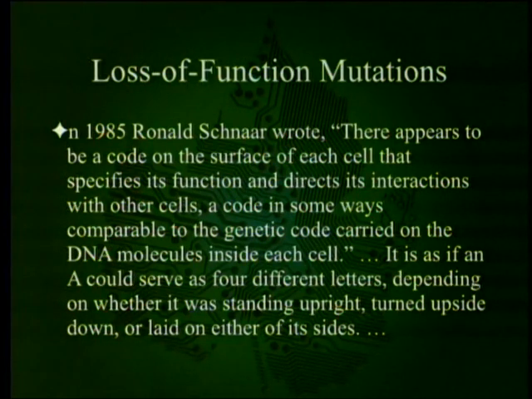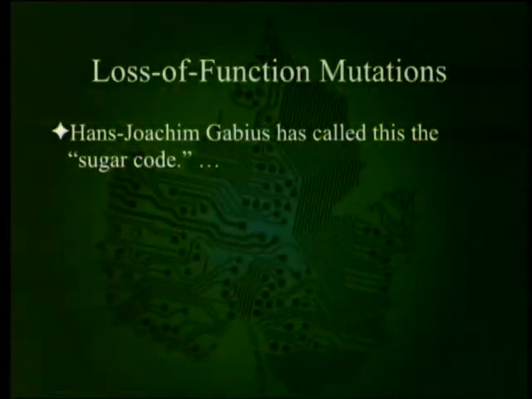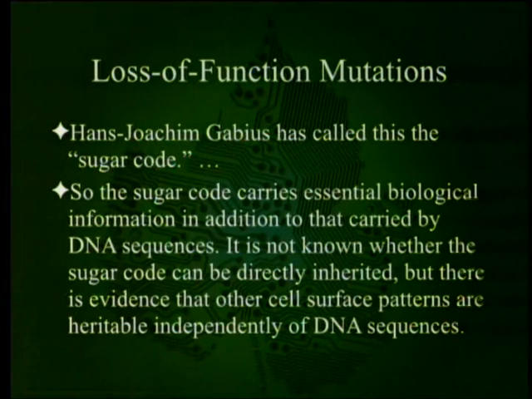And more than that, you can actually have more than one series that's joined to a particular carbohydrate. Hence, Joachim Gabius has called this the sugar code. So the sugar code carries essentially biological information in addition to that carried by DNA sequences. It is not known whether the sugar code can be directly inherited, but there's evidence that other cell surface patterns are heritable independently of DNA sequences.